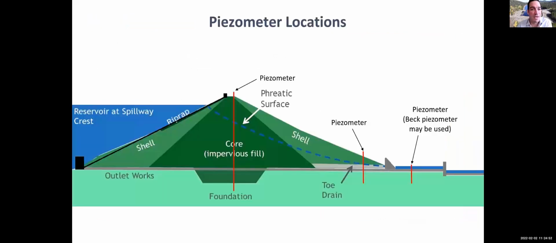Here's some piezometer locations. Dwayne went over this earlier, but I'm just highlighting the piezometers and some locations where you use these things. So on that little, kind of low-tech, cheap example that might work for some of you, you might want to put a Beck piezometer in the toe, which could be useful.